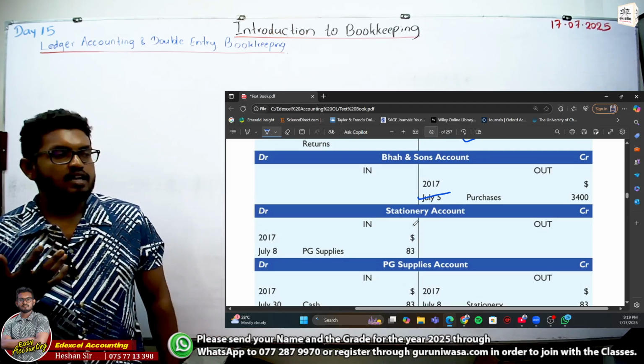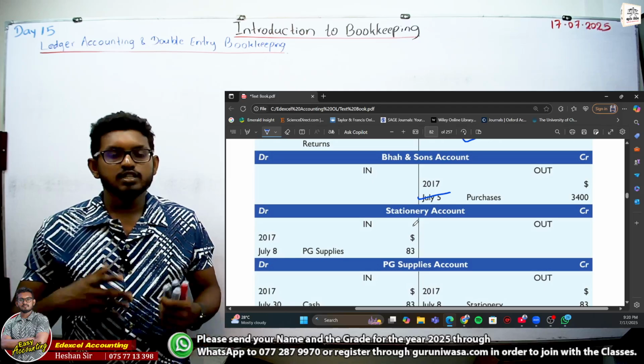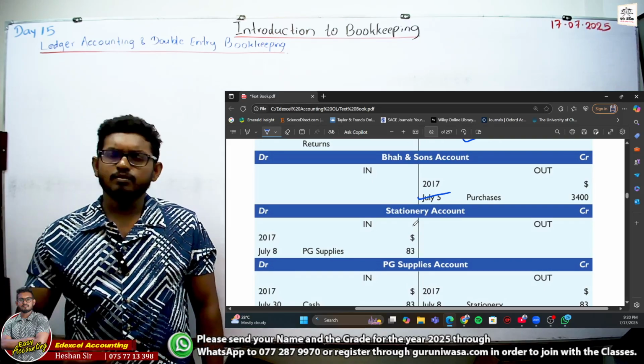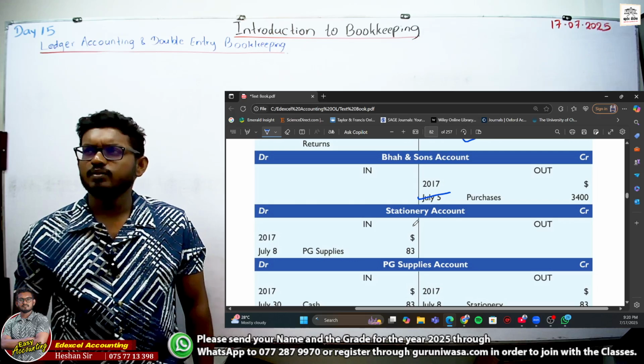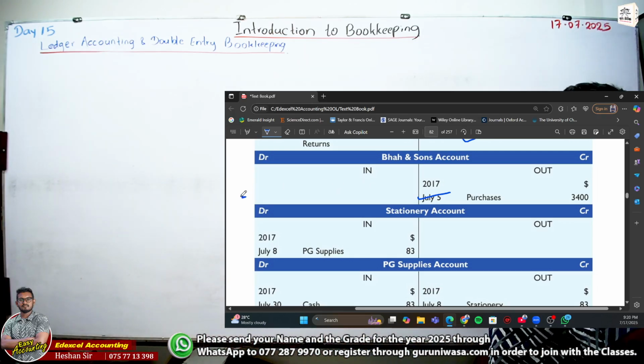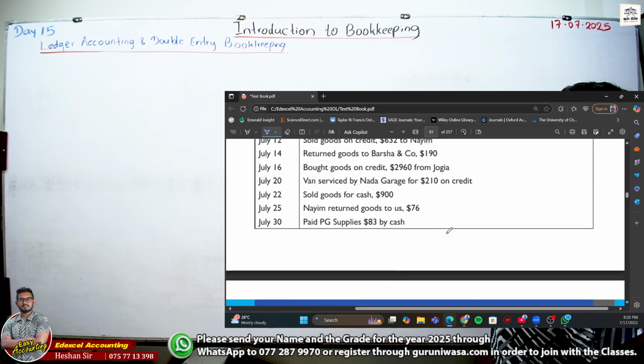So what are the characteristics of assets? Future economic benefits will inflow, controlled by the business, arose as a result of past transactions. From stationery there are no future economic benefits. So stationery is an expense account. Stationery account debit, PG Supplies account credit, right?